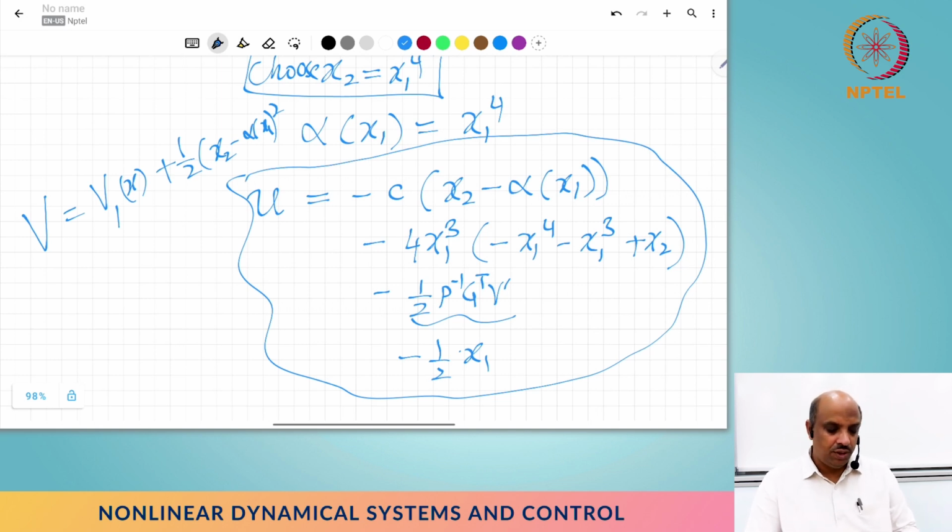So this is a nice procedure whenever we have these cascade systems, and this can be extended to even more complex systems. Okay.